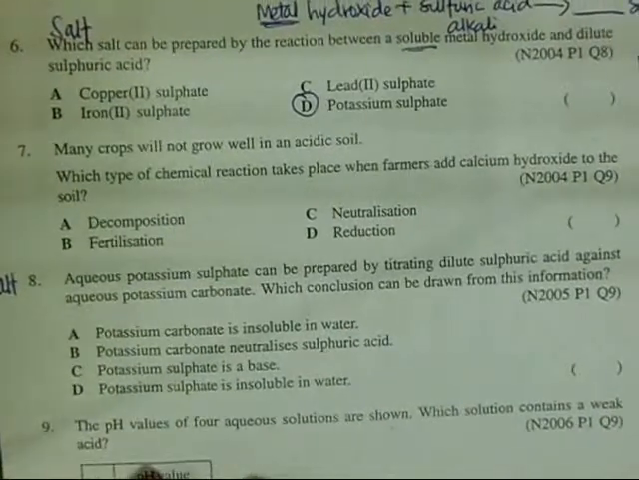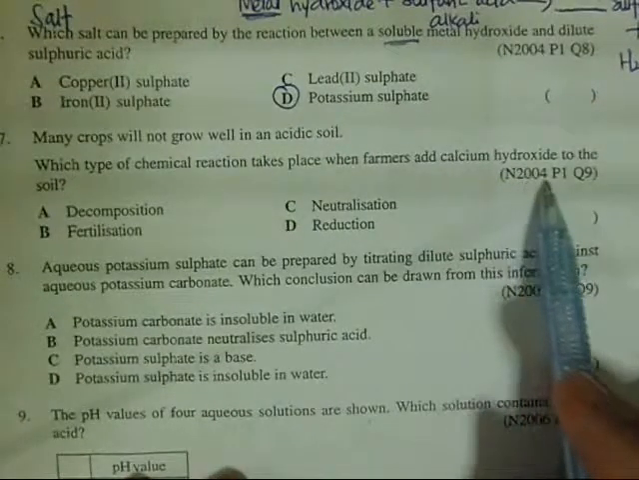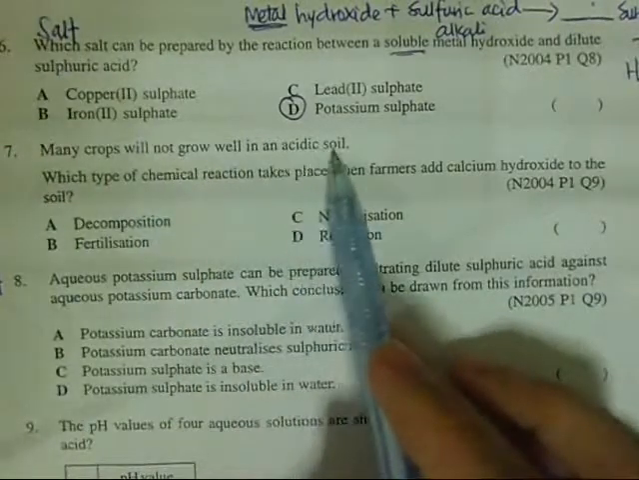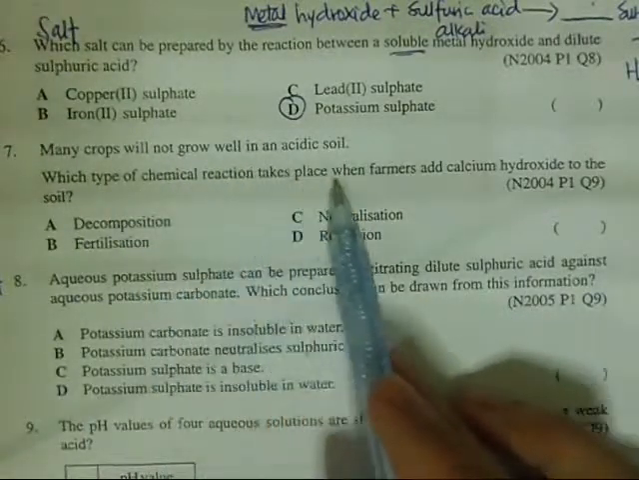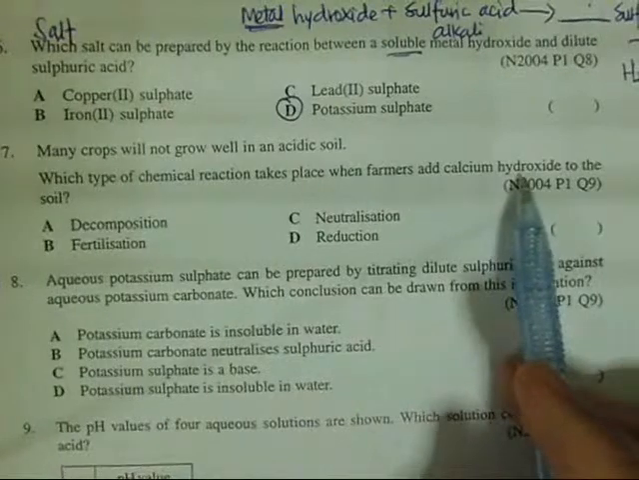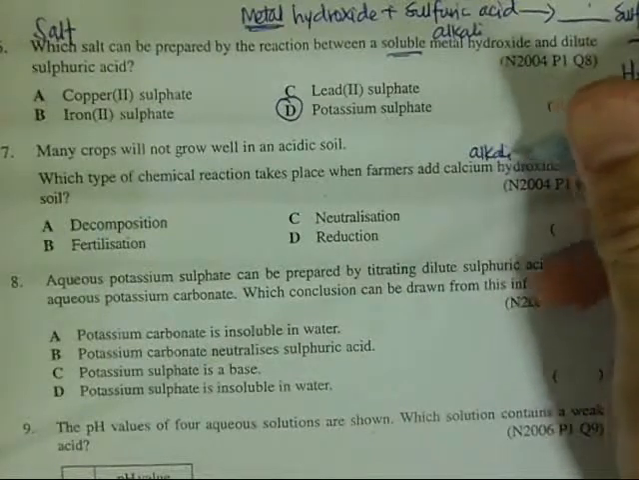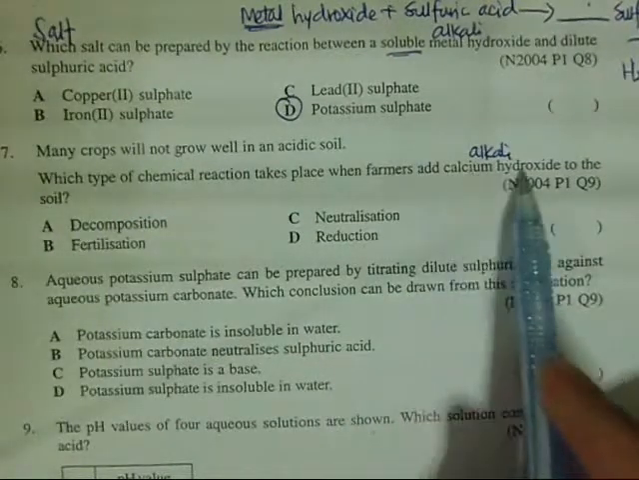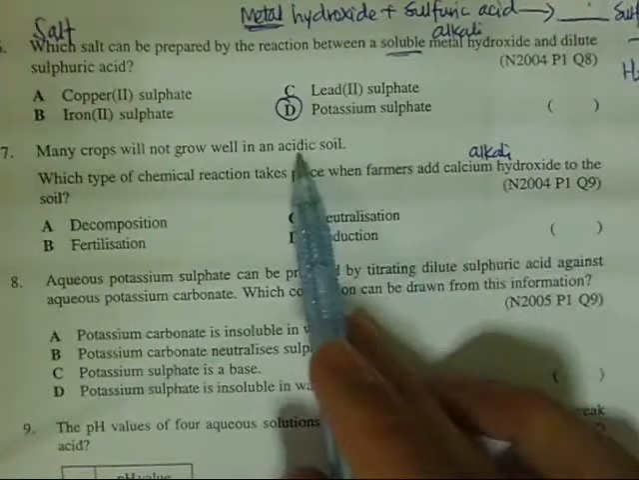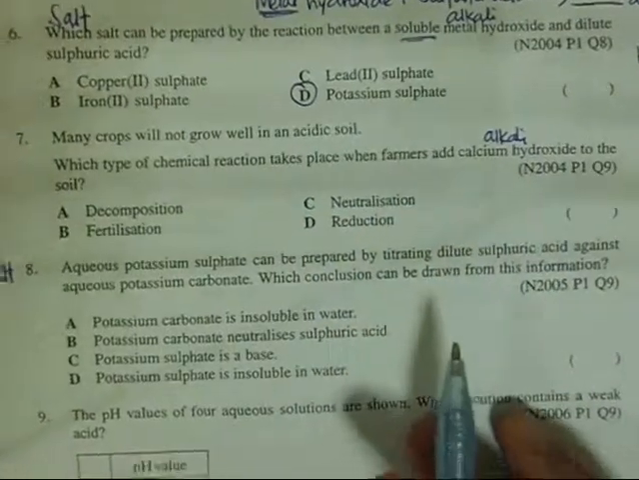Okay, let's look at question 7. Question 7 is from year 2004, paper 1, question 9. Many crops will not grow well in an acidic soil. Which type of chemical reaction takes place when farmers add calcium hydroxide to the soil? If you recall, calcium hydroxide is a group 2 hydroxide, so this is actually an alkali. So when you add an alkali to acidic soil, acid and alkali, that is called a neutralization reaction.